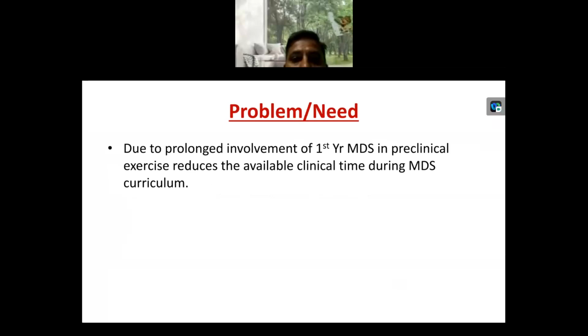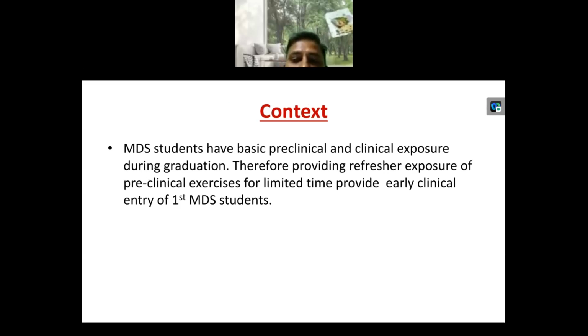The problem or need of my study is that prolonged involvement of first year MDS students in preclinical exercises reduces the available clinical time during the MDS curriculum. The context is that MDS students have basic preclinical and clinical exposure during graduation. Therefore, providing a refresher exposure of preclinical exercises for a limited time provides early clinical entry for first year MDS students.